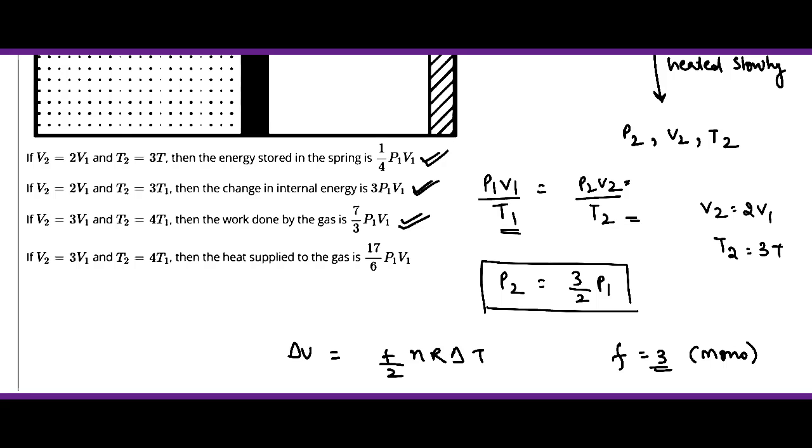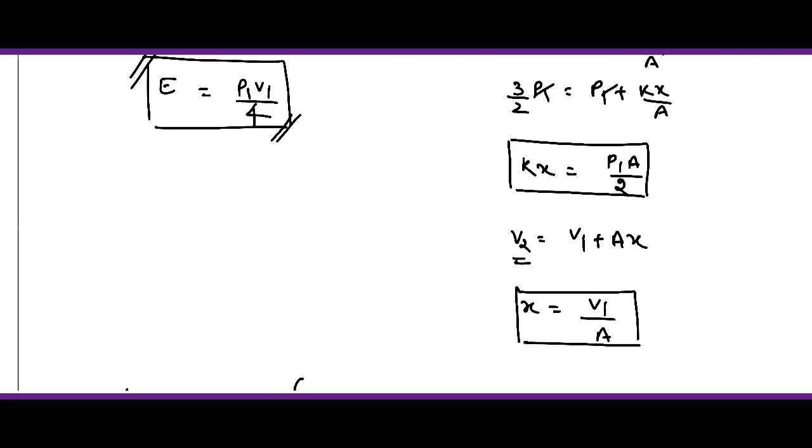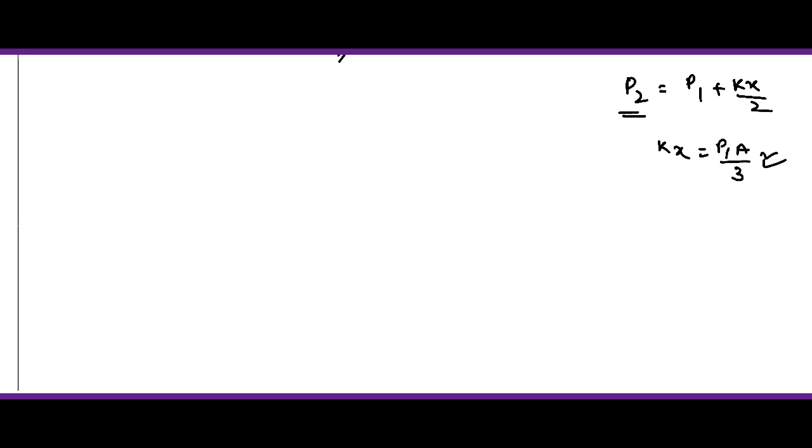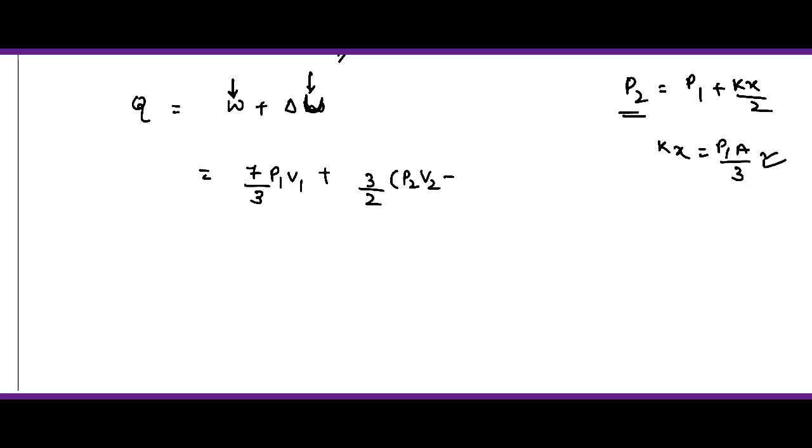And the last statement is saying that the heat supplied to the gas is 17 by 6. Now we have to find the heat supplied to the gas, and from the first law of thermodynamics I know that heat is given by the sum of work done plus change in internal energy. I already calculated my work done as well as my change in internal energy. Putting the values of both, it is 7 by 3 P1 V1, and my internal energy is 3 by 2 (P2 V2 minus P1 V1).